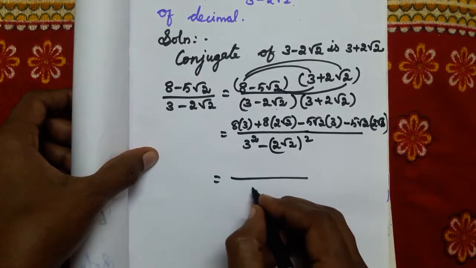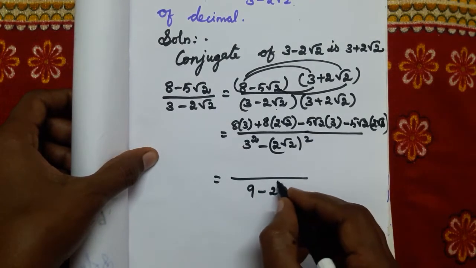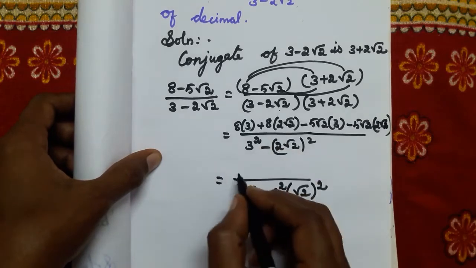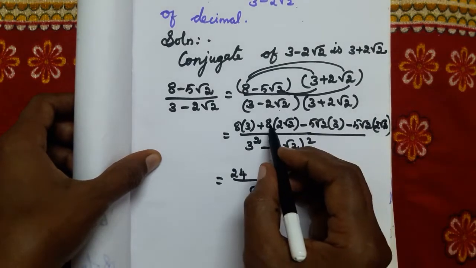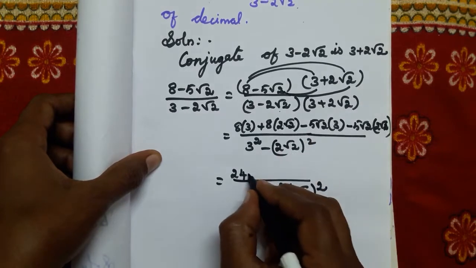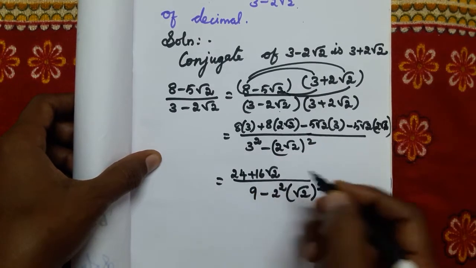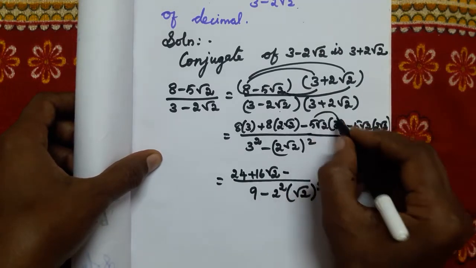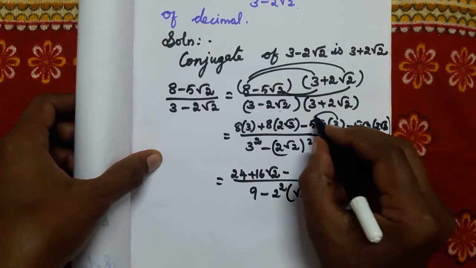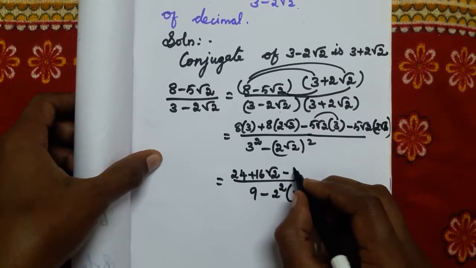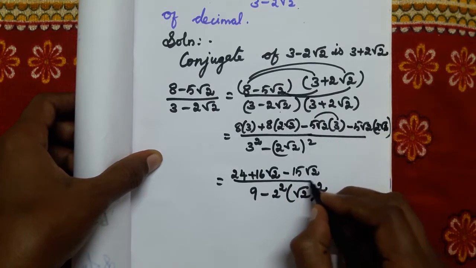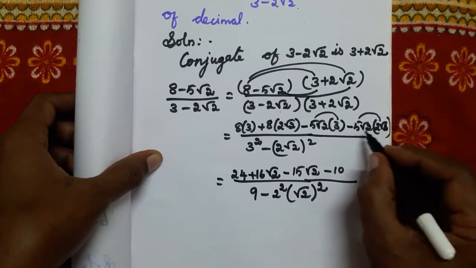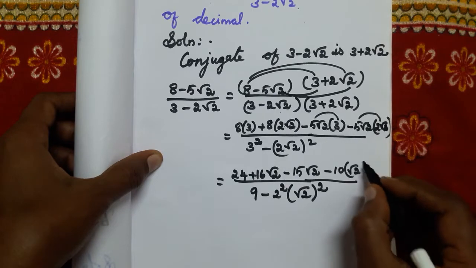Next, what's the new denominator? 3 square is 9 minus 2 square into root 2 the whole square. In the numerator, 8 3s are 24. Next 8 into 2, 8 2s are 16 root 2. Next 5 3s are 15, so the coefficients we have to multiply, the rational numbers together. 5 3s are 15 root 2. Next 5 2s are 10, root 2 into root 2, root 2 the whole square.